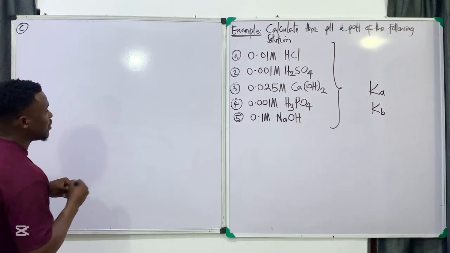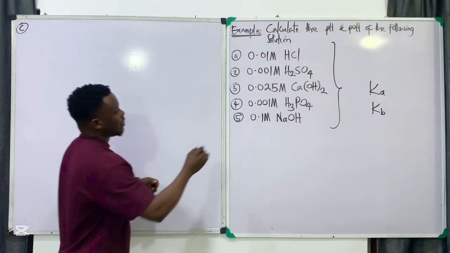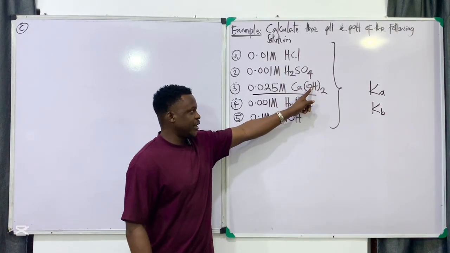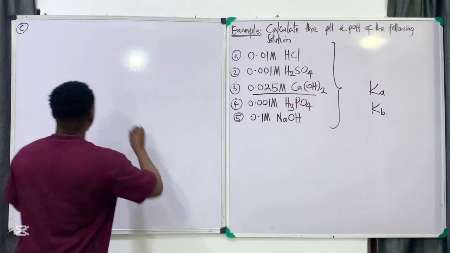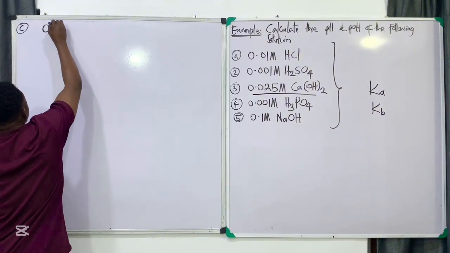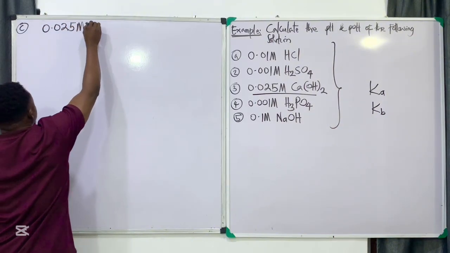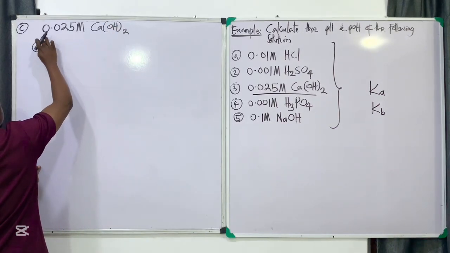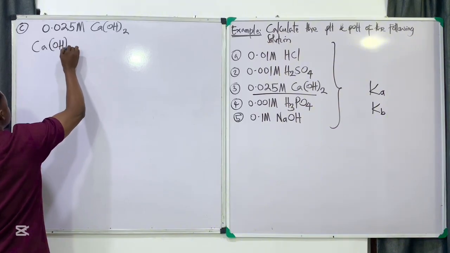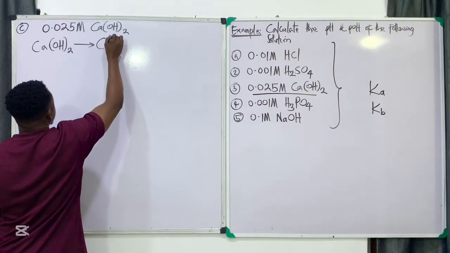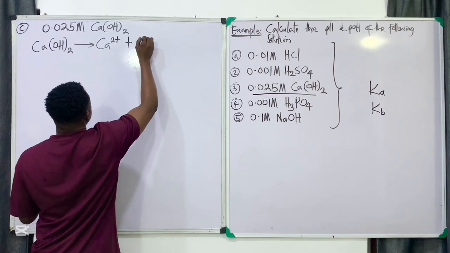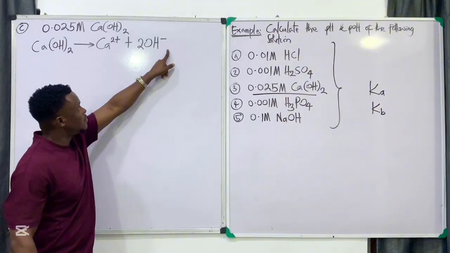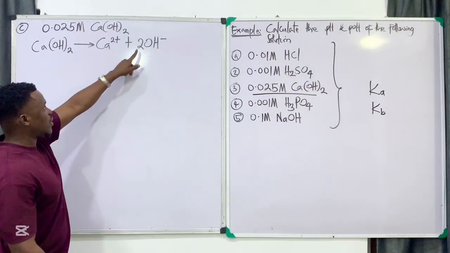We have the third one, 0.025 molar. Now this is a base. So what we are going to be obtaining from here is OH minus, not H plus. So this is a base. So this becomes calcium hydroxide, Ca(OH)2. If you look at this, we have 2 OH minus. That is why we are adding 2 here.